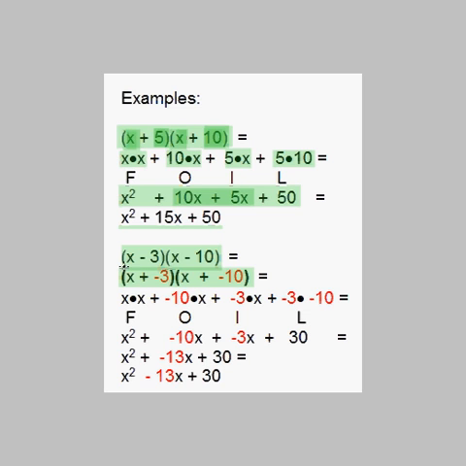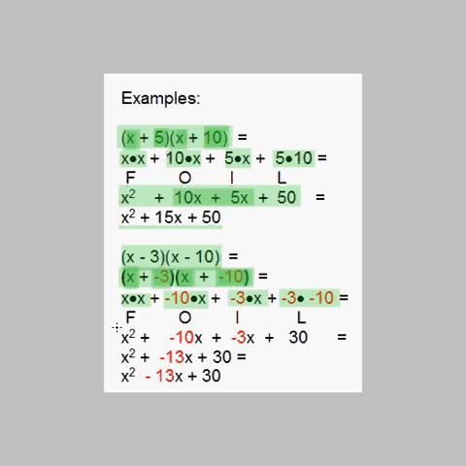Now we take the first terms. That would be an x times an x. That makes our first term product. Then we take the outer terms, x times negative 10. That makes our outer product, negative 10 times x. Then we take the inner product, which is the negative 3 times the inner x, giving us the negative 3x term. And then finally we take the last terms. We take negative 3 times negative 10, and that gives us our product, negative 3 times negative 10.